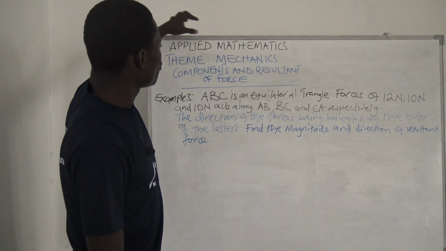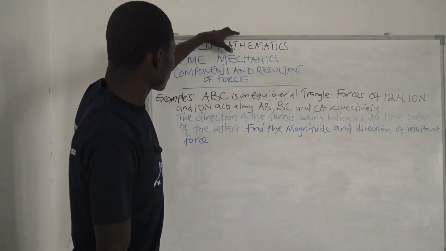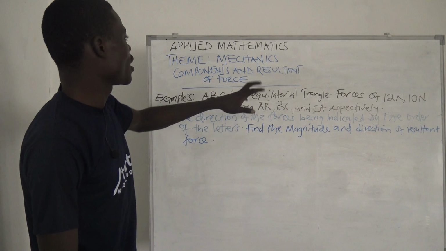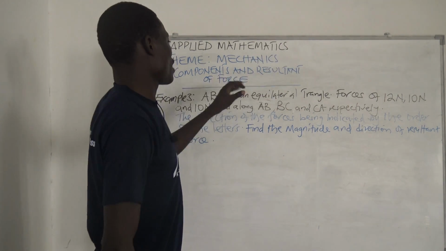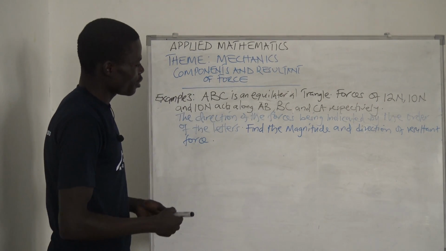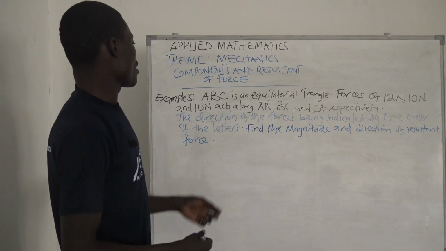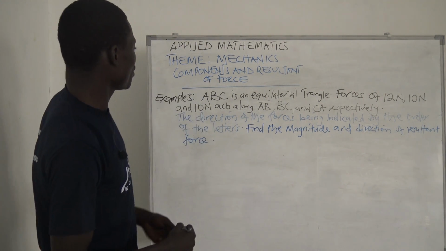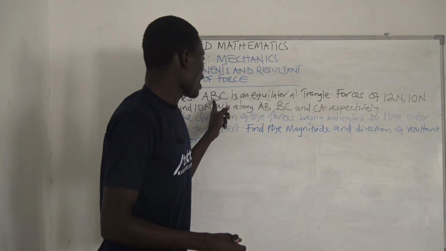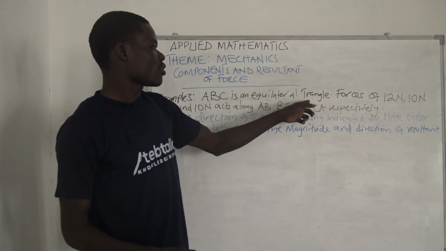Under the same theme, which is still mechanics, the topic is components and resultant of force. Components and resultant force. We are on example 3, which says ABC is an equilateral triangle.